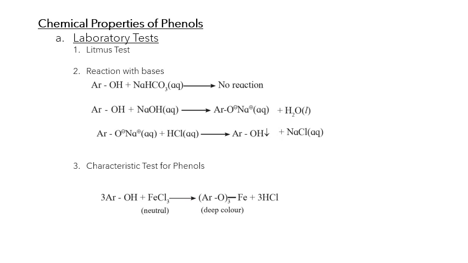Third one, characteristic test for phenols. Phenols react with neutral FeCl3 solution to give deep purple or violet or green coloration of ferric phenoxide.